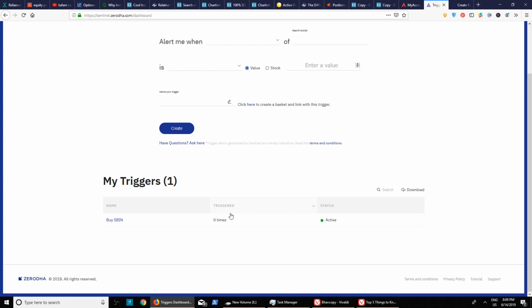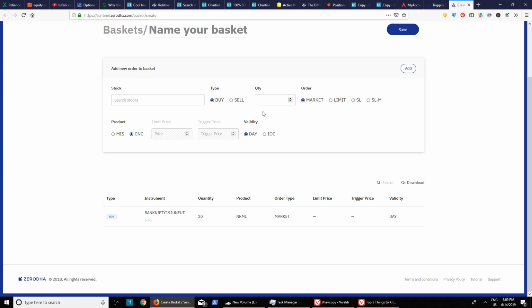So in this way you can create a relation. You can even create it for buying that particular stock also. Obviously, that is probably the simplest way of creating a trigger and the name of the basket. So if you are planning to buy State Bank of India as soon as it crosses 400, then you can create a trigger. Now you can create cash and carry and MIS orders, that is intraday square off. That means it will be squared off in the intraday itself. So these are some of the triggers which you can create. It's pretty simple.